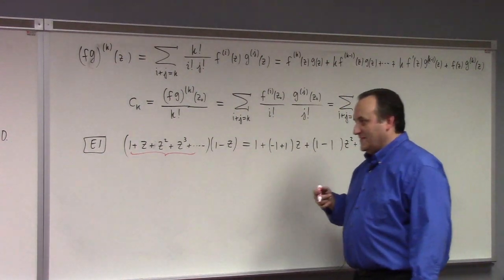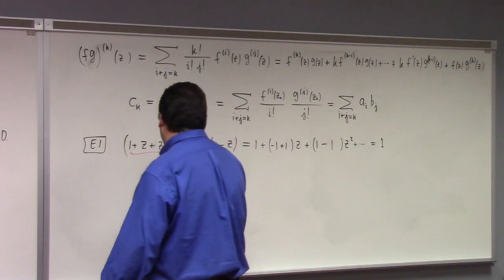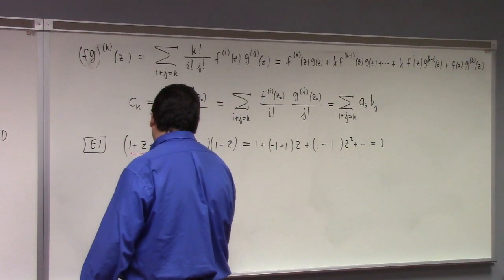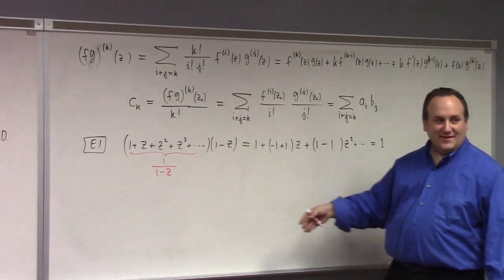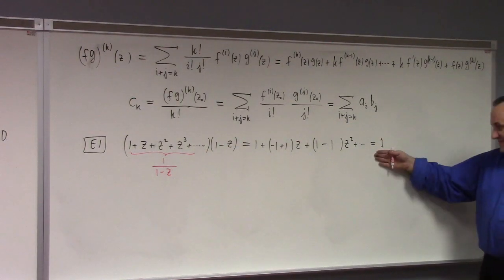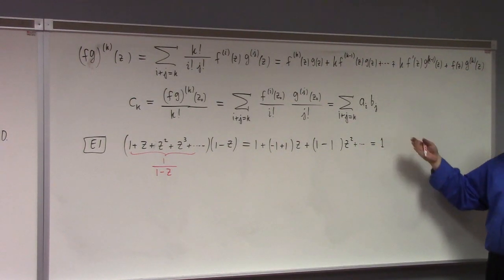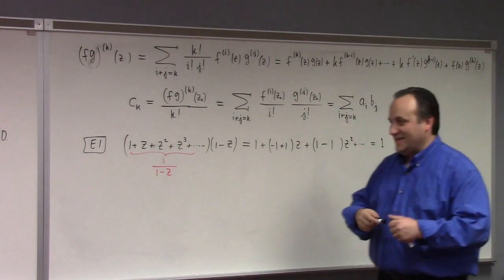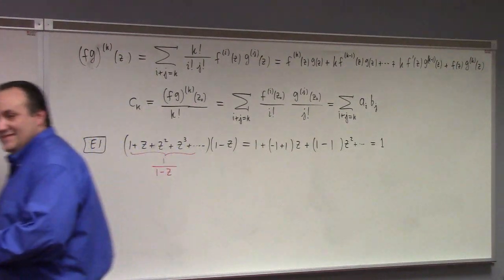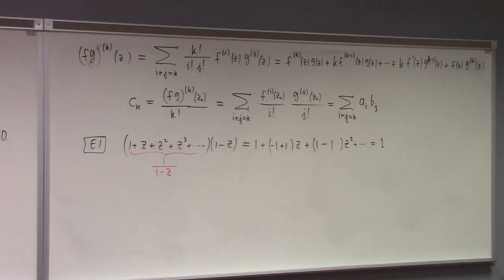This is the standard geometric series. It converges to 1 over 1 minus z. So shockingly, 1 over 1 minus z times 1 minus z equals 1. This is not surprising, right? This is a stupid example. Let me give you an example which actually does the Cauchy product more interestingly.